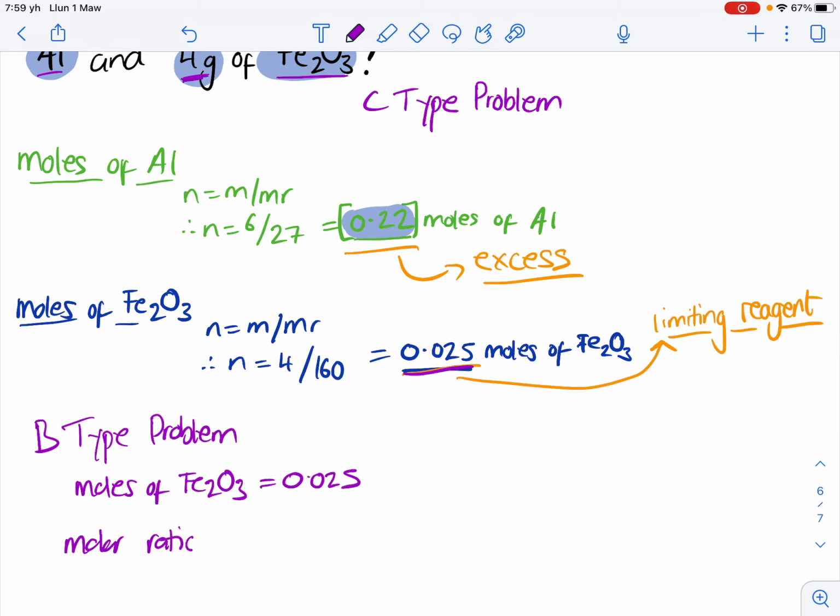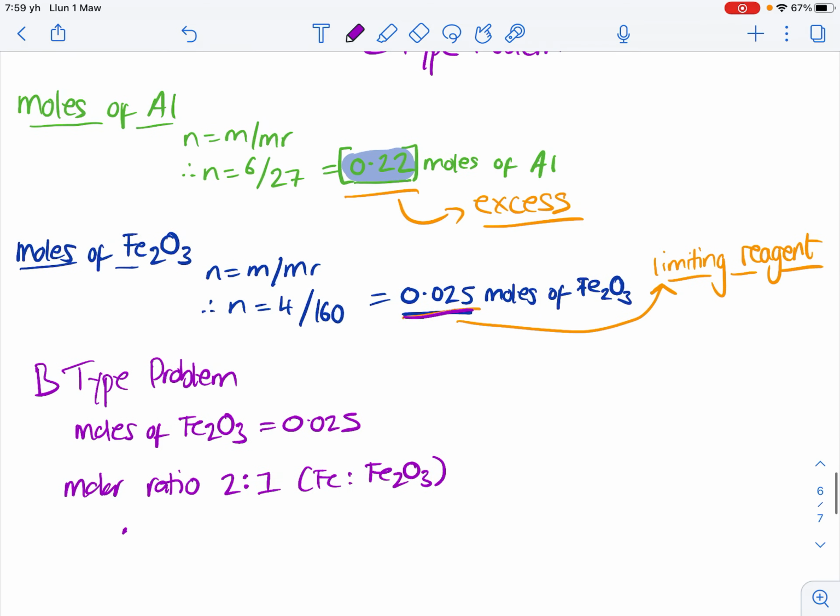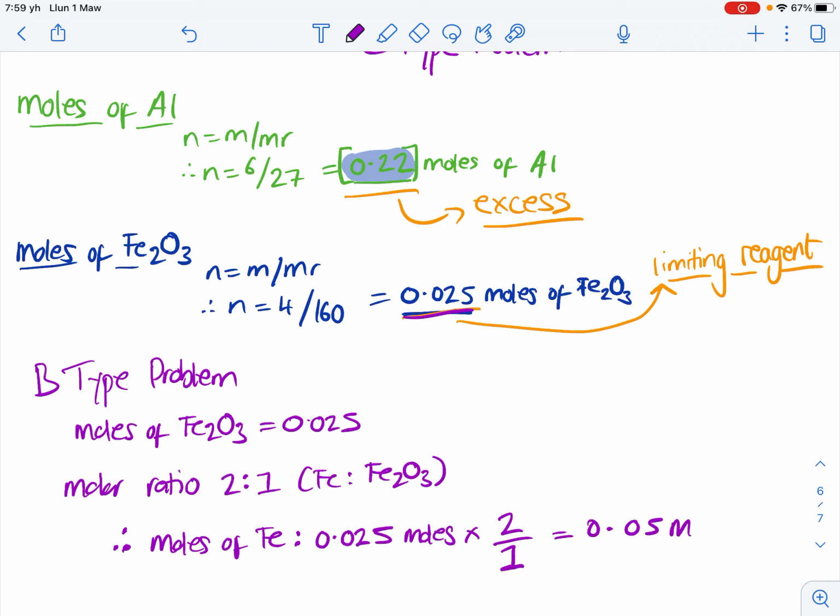Molar ratio here is 2 to 1, and this is iron to iron oxide. Therefore, my moles of iron is simply going to be moles of iron oxide, 0.025, times my conversion factor. I'm trying to find out the moles of iron, so that needs to be at the top, my conversion factor, and this is obviously going to give me 0.05 moles. We are almost there.